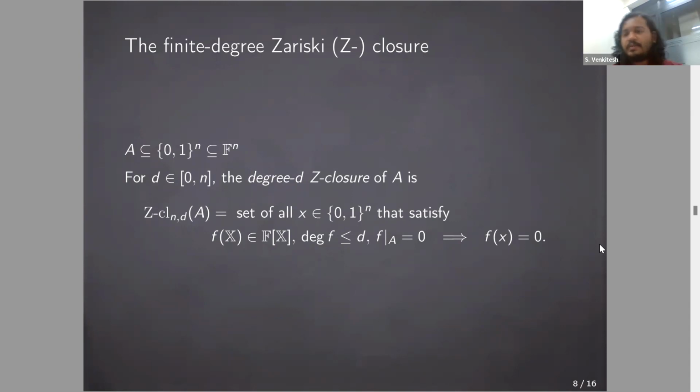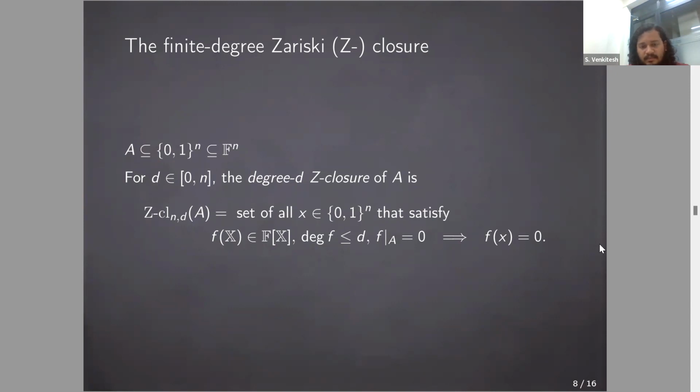So let me just take you through some basic stuff about Zariski closures. I'll refer to them simply as Z closures for the rest of the talk. Okay, so let's stick to the hypercube. So let's take a finite subset A of the Boolean cube {0,1}^n, and this is, as I mentioned earlier, sitting inside a vector space over a field F. For a degree parameter D, the degree D Z closure of A is defined to be the common zero set of all polynomials of degree at most D that vanish on the whole of A.